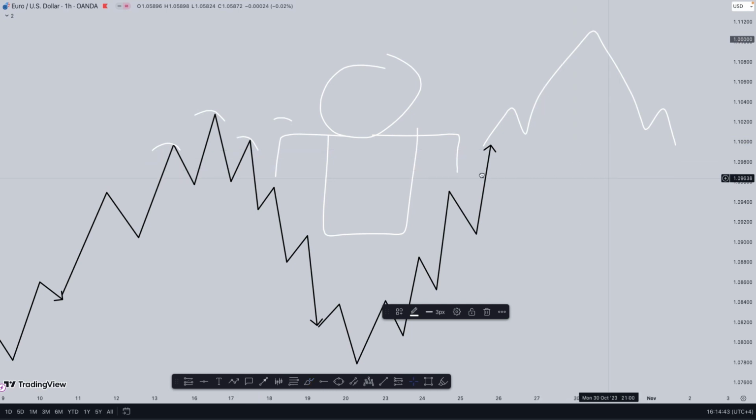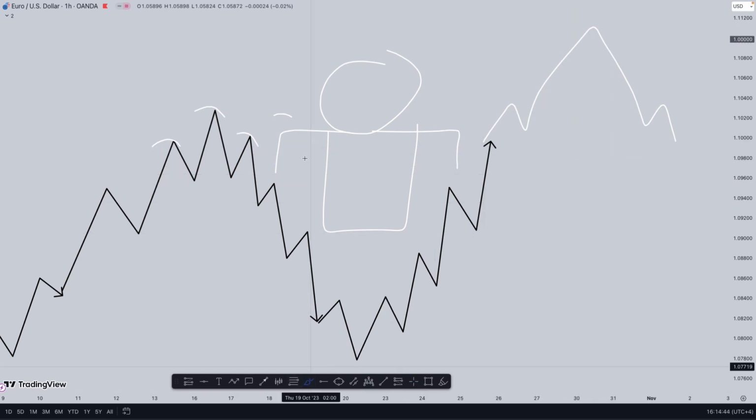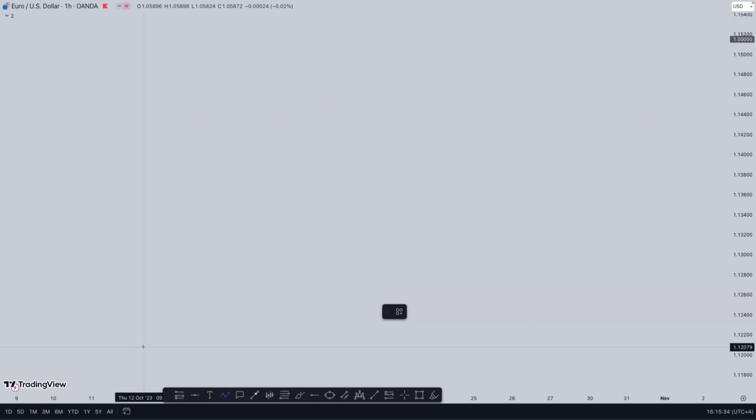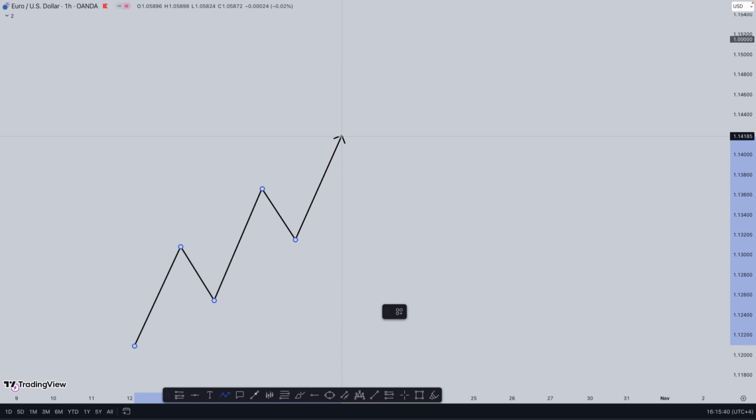Right, so there are some components of this pattern. We have the left shoulder, head, right shoulder. We also have the neckline. Right, the neckline is just the human neckline. So these are the components of the head and shoulder. Now, the head and shoulder can act as a reversal pattern and also a continuation pattern. Right, so what do I mean by that? I'm gonna just break it down.